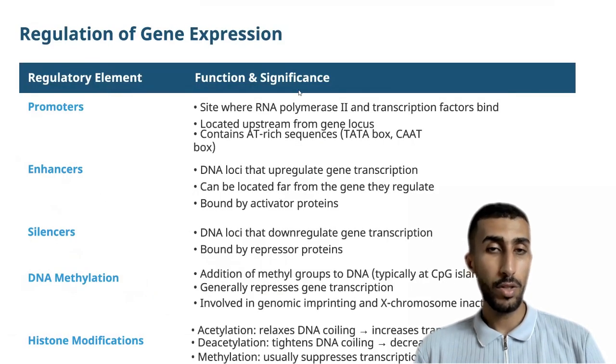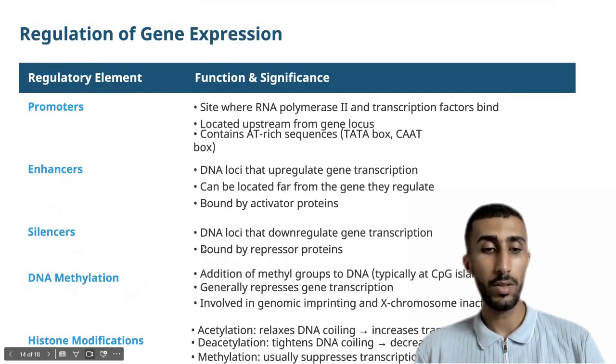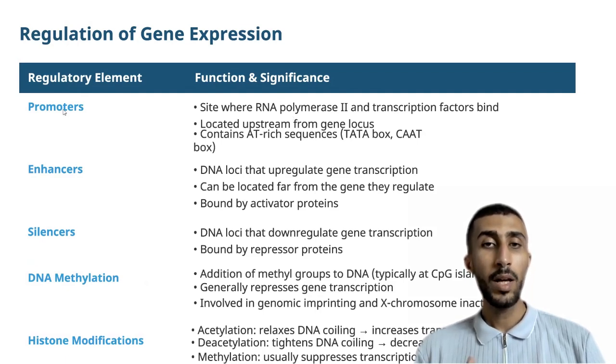So, the regulation of gene expression. We have some regulatory elements: the promoters, the enhancers, silencers, DNA methylation, and histone modification. Promoters are the sites where RNA polymerase 2 and the transcription factors bind. Remember, RNA polymerase 2 is responsible for forming messenger RNA. It binds at a sequence called the TATA box or CAT box, the segments containing AT-rich sequence.